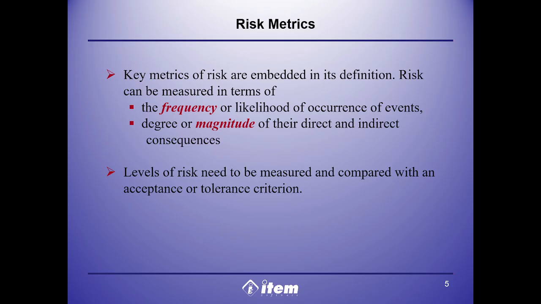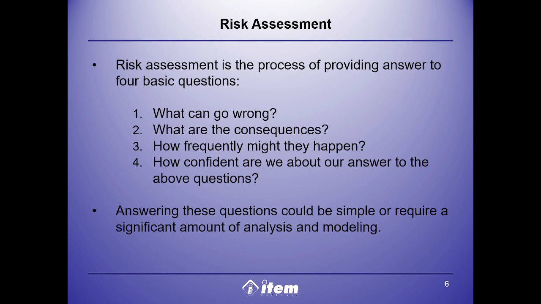A professional risk assessment is built on providing data-driven answers to 4 essential questions. We begin with the most basic: what can go wrong? This involves identifying every potential hazard or failure mode within the system. Once a hazard is identified, we ask, what are the consequences? Here, we look at the potential impact on safety, the environment, and operations. The third question, how frequently might they happen, moves us into probability and frequency estimation. Finally, we must address our own uncertainty by asking, how confident are we about our answers? Whether the system is simple or requires complex modeling, these 4 pillars ensure a complete and robust analysis.